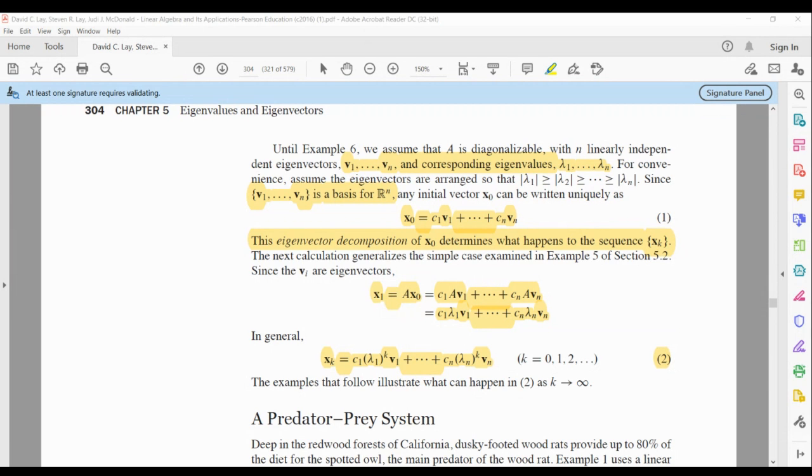Okay, and so are there any questions on this? This whole formula that you see here, that second formula 2, where x sub k equals c1 times lambda 1 to the kth power times the first eigenvector, plus all the way up to cn times lambda n to the kth power times the nth eigenvector, and the lambdas are the eigenvalues, by the way. That whole formula is derived based on knowledge you learned.